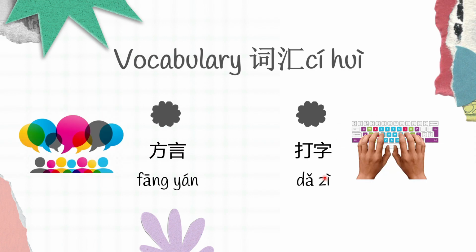The next one, we have 方言, 打字. The meaning of 方言 is dialect, and the meaning of 打字 is to type. So 方言 is dialect, and 打字 is to type. Once again, 方言 is dialect, and 打字 is to type. Let's read together. 方言, 打字.